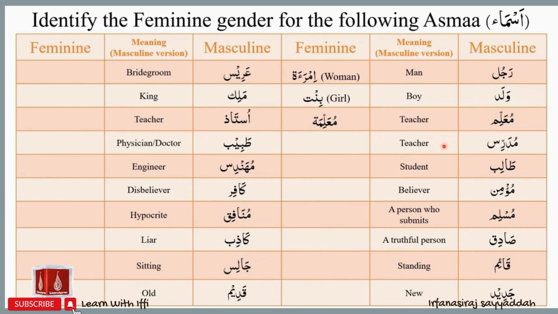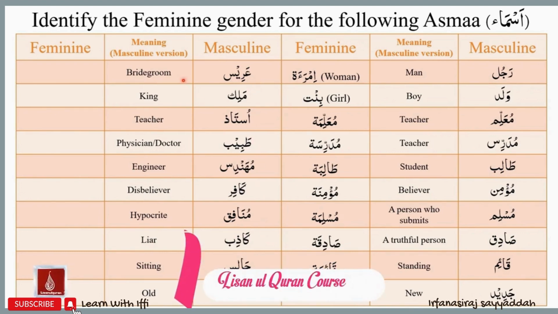Similarly, Mudarris also means a teacher, and the female version will be Mudarrisa. Talib is a student, and the female version or feminine version will be Taliba. Mu'min is a believer, and the feminine version, Mu'mina. Muslim will become Muslima. Sadiq, which means a truthful person, the feminine version will be Sadiqa. Qaim will become Qaima. Jadid will become Jadida.